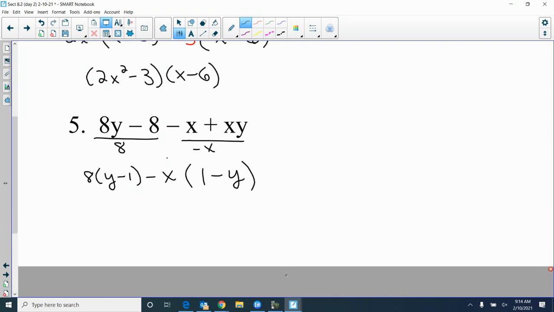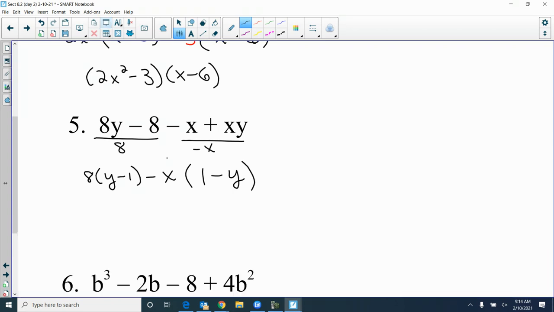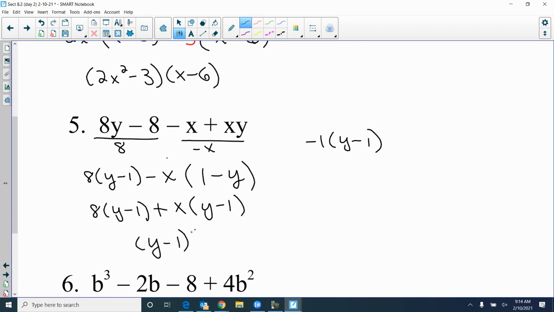All right, what situation did we just run into here? This is a y minus 1. This is a 1 minus y. Are they the same? No. This is a little case. You can make a negative 1. So what's that going to do to this sign right there? That's going to make that a plus. And then we're going to make this a y minus 1. And so in the end, I got y minus 1 times 8 plus x. So we got a couple things going on with that one.